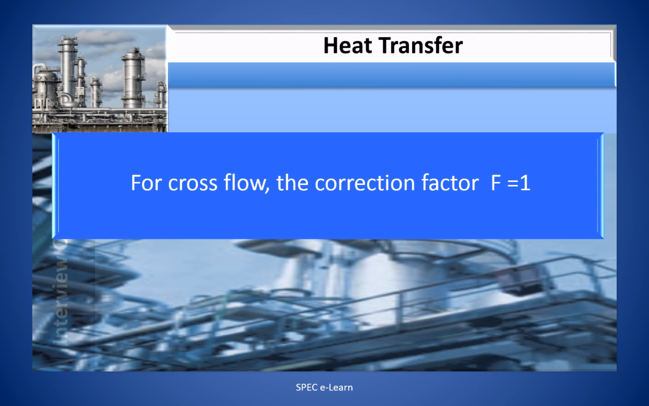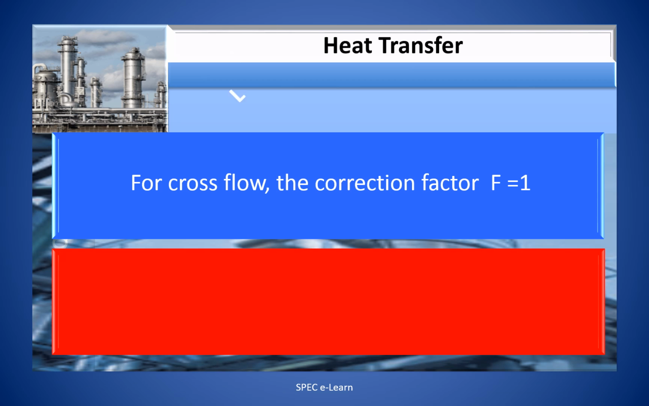For cross-flow heat exchanger, for the condensation, the correction factor F is taken as 1. So the LMTD equals 93.6 degrees centigrade. So we have seen for all the three types of flow, the LMTD is the same in this problem.